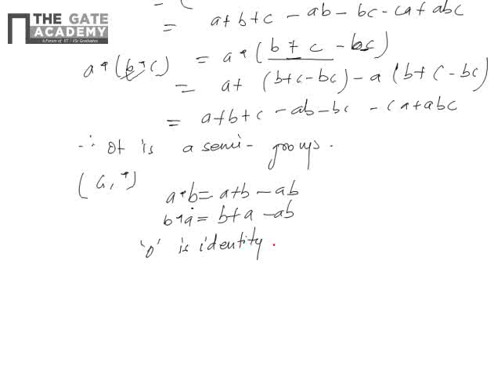So we got that it is a semi group and it is an abelian semi group also. But we don't have identity as 1, we have identity as 0. So the third option is matching, therefore the answer is C.